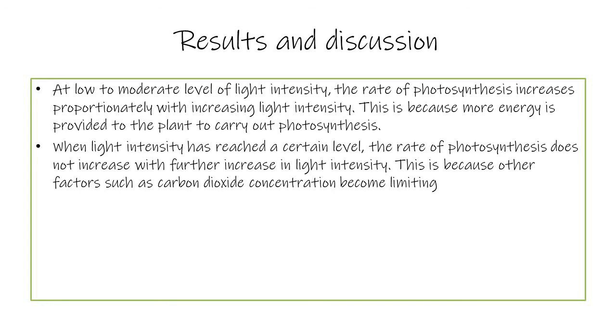Therefore, at low to moderate levels of light intensity, the rate of photosynthesis increases. It increases proportionally with increasing light intensity. This is because more energy is provided to the plant to carry out photosynthesis. When light intensity has reached a certain level, the rate of photosynthesis does not increase with further increase in light intensity. This is because other factors, such as carbon dioxide concentration, become limiting.